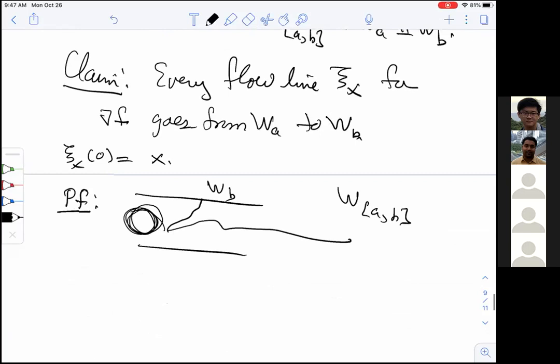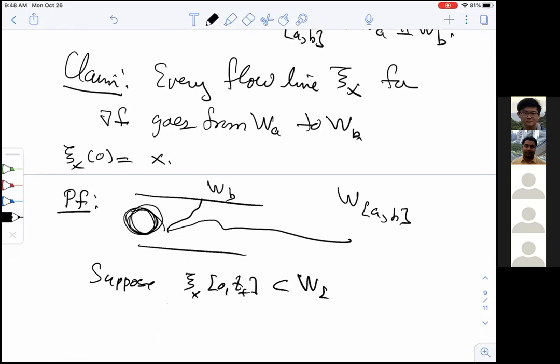Okay. Well, I claim that the length, so suppose the flow line c_x on [0, T+] lies in W_AB. So x is a point in W_AB. We start this flow and suppose that it remains in W_AB out to time T+. Well, the first thing we know is that T+ is less than or equal to (B minus A) times epsilon to the minus two.